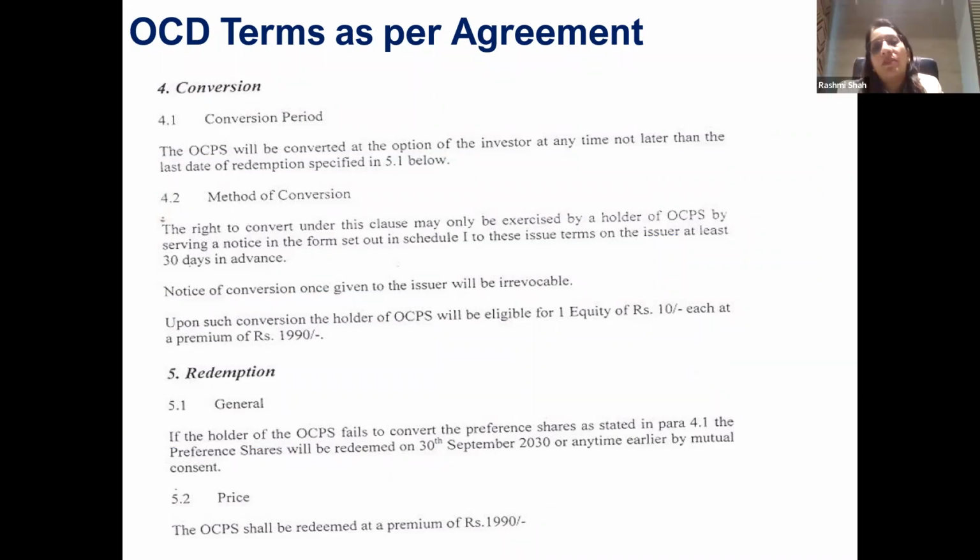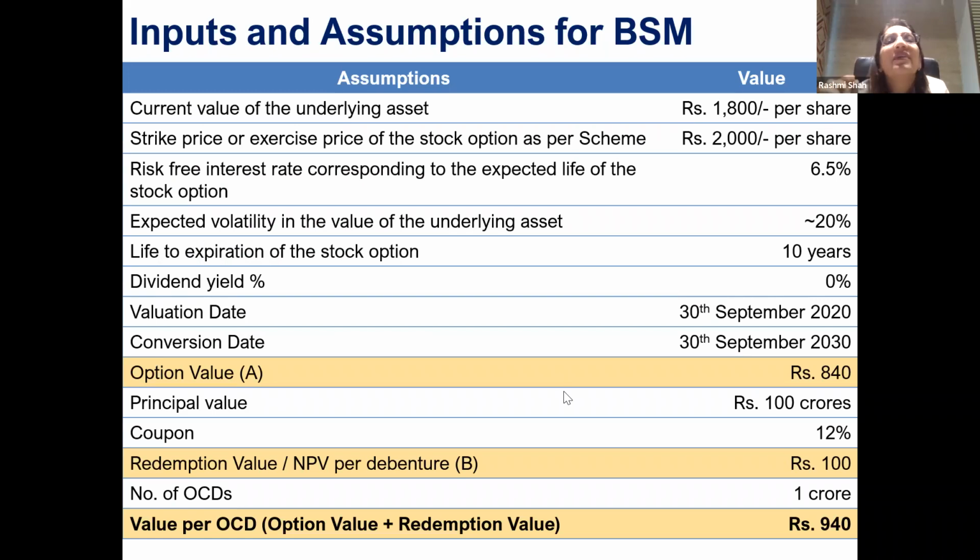Right. So 2000 becomes my exercise price. I'm assuming, I have arrived at the current value of the underlying at 1800. The risk-free interest rate corresponding to the expected life of the stock option is 6.5%. The expected volatility in the value of the underlying asset is 20%. Now the risk-free rate and expected volatility all have to be obtained from sources or computed. Life to expiration of the stock option is 10 years. Dividend yield is zero. Then other things are okay.